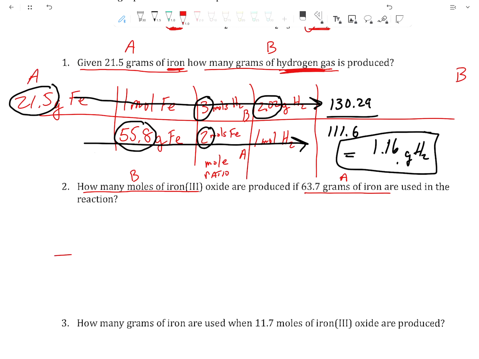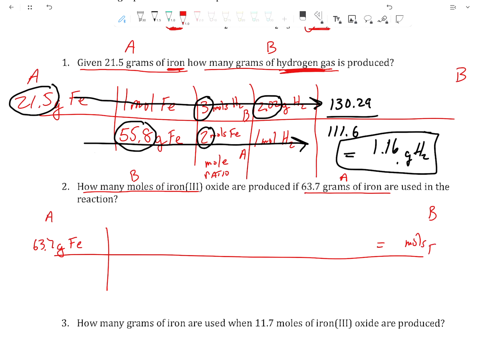And so what we're going to do is draw our chart again. And we're going to go ahead and write down what we do know. That's our A side. This is our B side over here. 63.7 grams of iron here. And we're trying to find moles of Fe2O3 over here, iron 3 oxide.